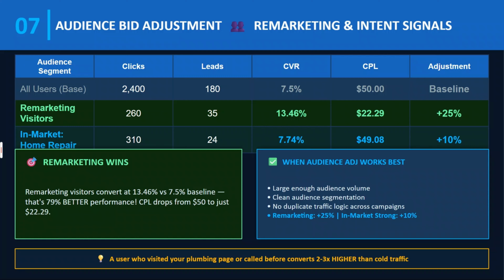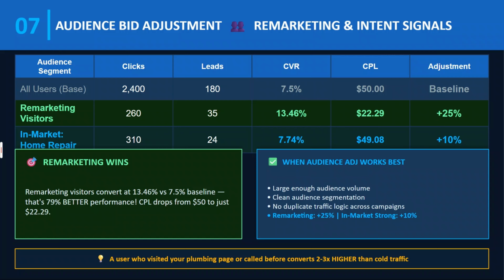Third, in-market audience, in market for home repair. These are people Google has identified as actively researching home services. Their performance is close to our baseline, but still worth a small positive adjustment. So our actions: remarketing visitors get plus 25%, in-market audience gets plus 10%.